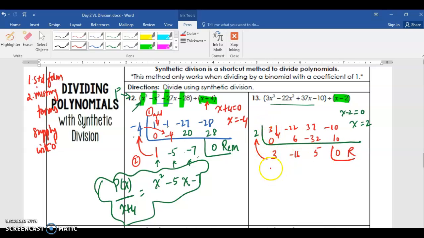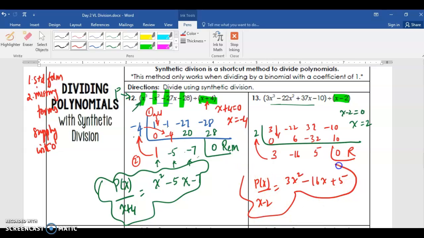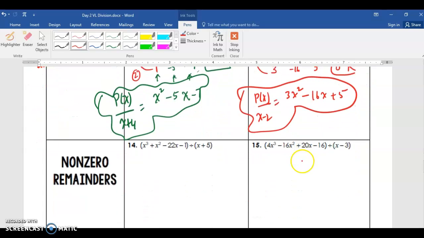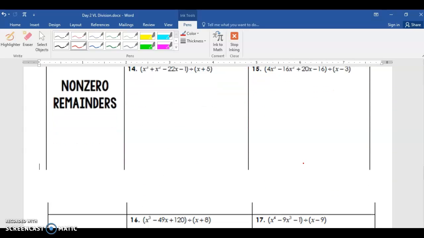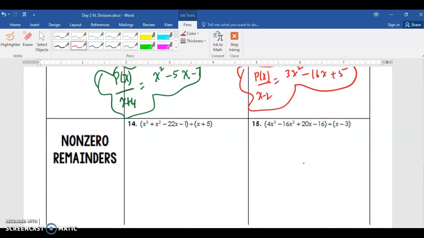So that's the remainder. How would you write the answer? 3 is the coefficient for x squared because we are starting out with a cubic polynomial. So this will be 3x squared minus 16x plus 5. I hope you got the concept. There will also be cases where you have non-zero remainders.